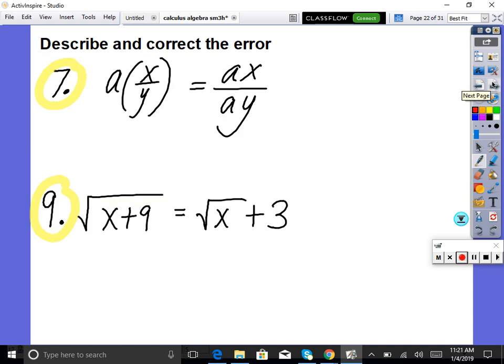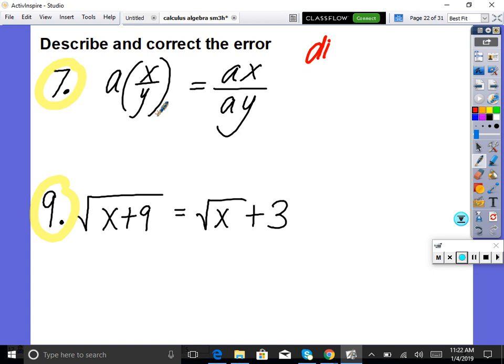Alright, now we're to the homework. Here we go. The rest of my examples are coming off the homework. Number 7 is, it's not crossed out. Okay, everybody, here's what it's saying. The answer is not correct. Why? So let's read the instructions. It says, describe and correct the error. So it's saying these are not equivalent. So a student said that a times x over y is equal to ax over ay. That is wrong. It's telling you it's wrong. But why? What algebra mistake did they make? What did they do with the a? Didn't they say, oh, we need to distribute to the top and bottom?